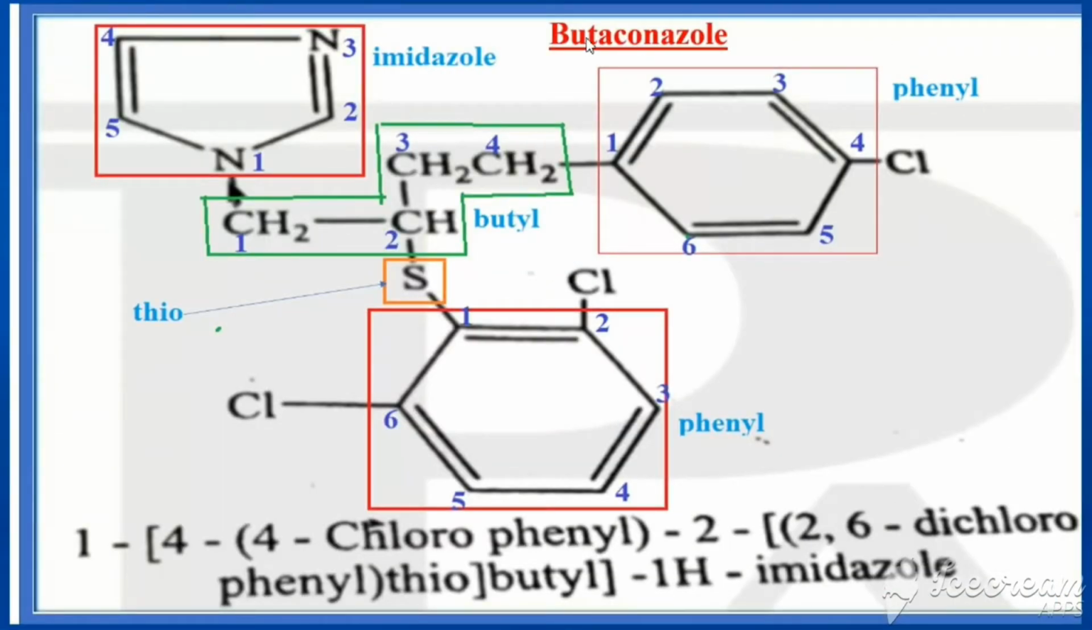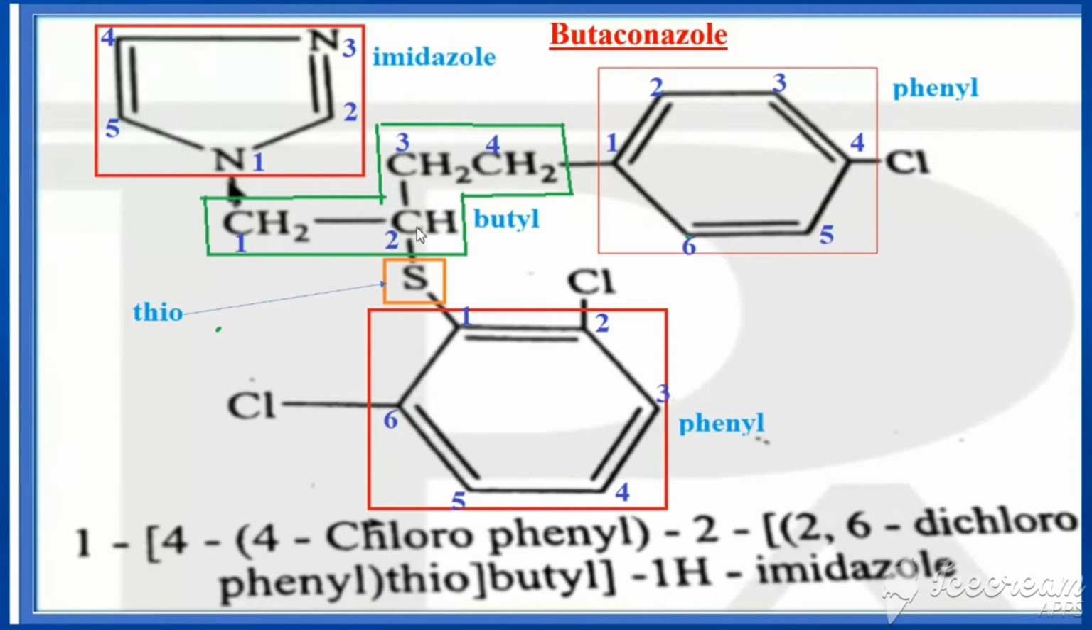Now next drug is called butaconazole. So what is butaconazole? It is the same as iconazole. E, no, that is indicating ethyl for iconazole. Here buta indicates butyl, so a butyl group is connected with azole. Here it is also having imidazole. The first nitrogen of imidazole is connected with a butyl group.